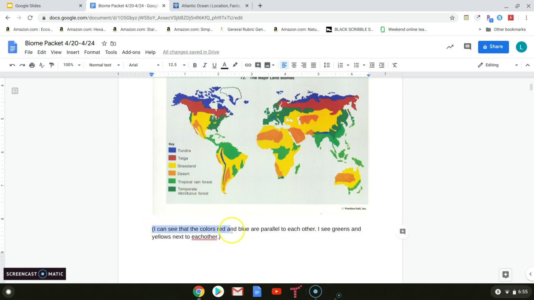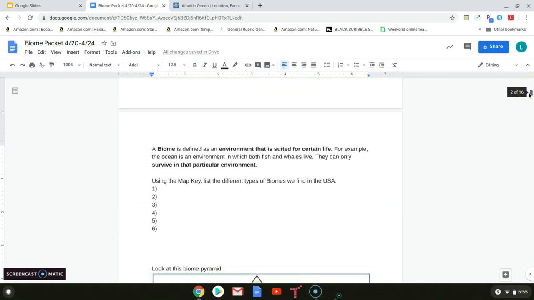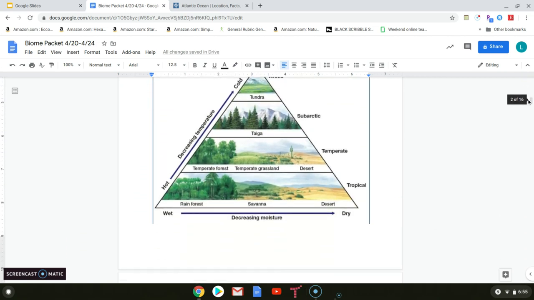Today is your game plan day. So you don't have to write what I wrote, but if you make the same observation, you're more than welcome. Same thing for this pyramid.